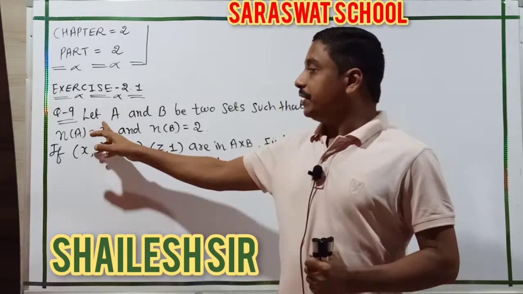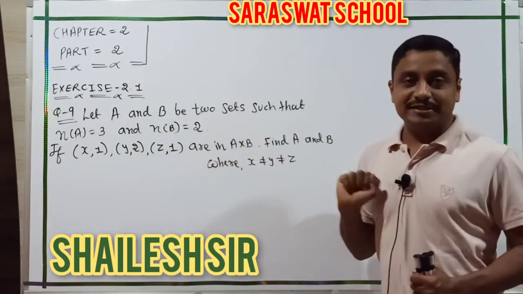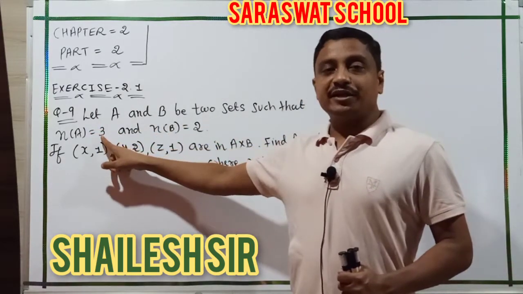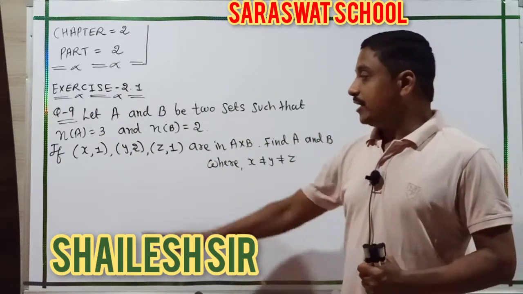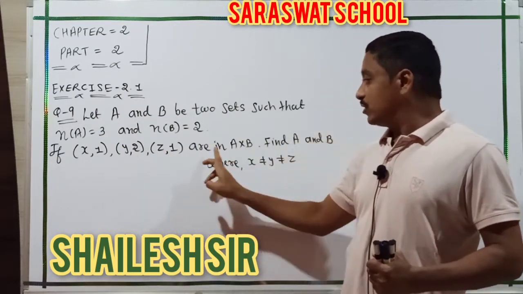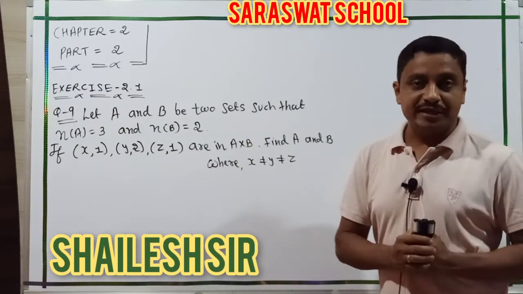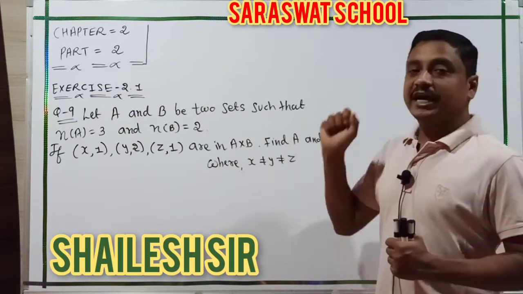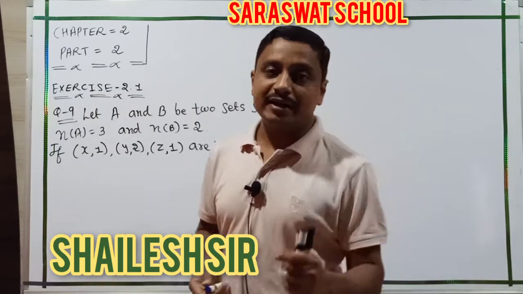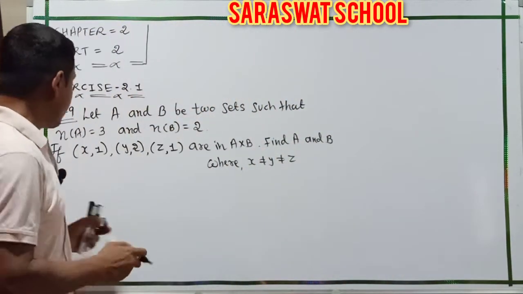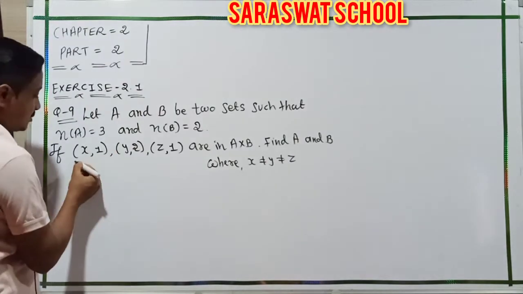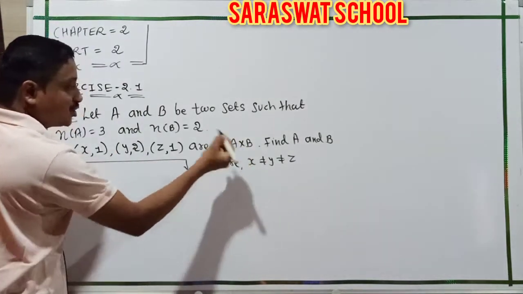So question number 9. Let A and B be two sets. The number of elements of A is 3 and the number of elements of B is equal to 2. And (x, 1), (y, 2), (z, 1) are some elements of A cross B. Find set A and set B where x, y and z are not equal. So it's very easy. These are the elements, students, of A cross B.